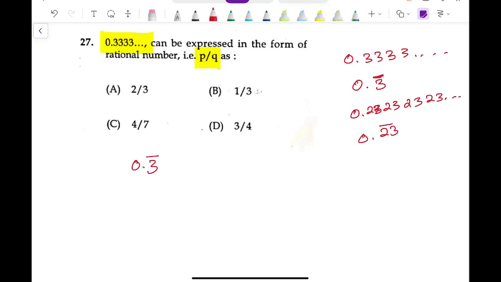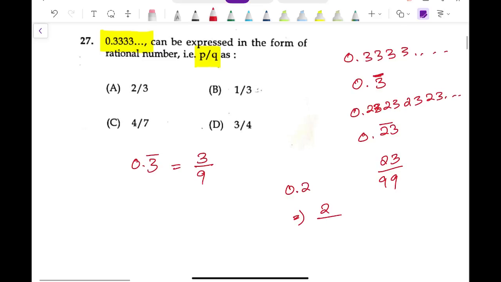0.3 bar, if you are to write it in terms of fraction, then we simply write it like this: 3 divided by, how many numbers are repeating here? There is one number, which is 3. So in place of that, if there is one number repeating, you just write 9. If there are two numbers repeating, then you write two nines. Just like we did in fractions, if you have 0.2, that means after the point there is one number, right? So we write 10. Likewise, if the number is repeating 2 times, you write two nines.